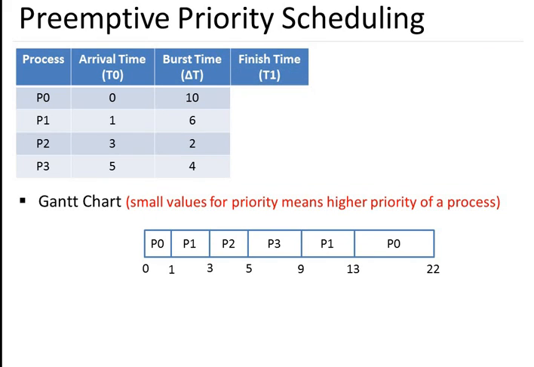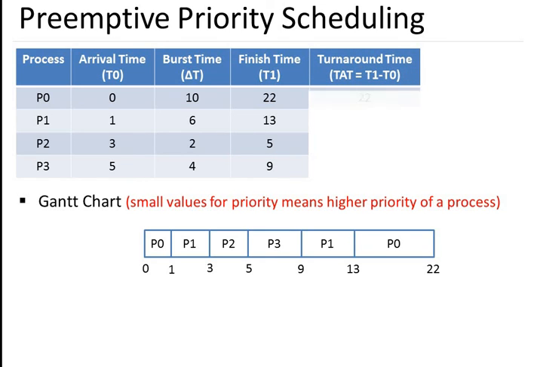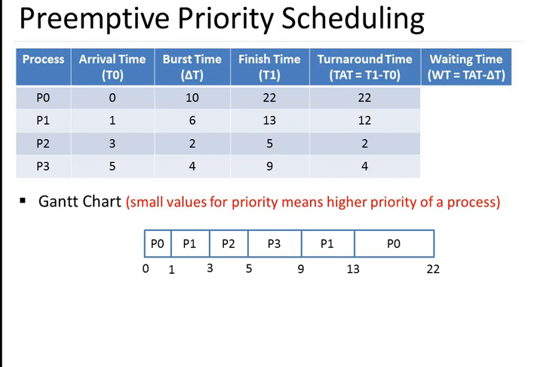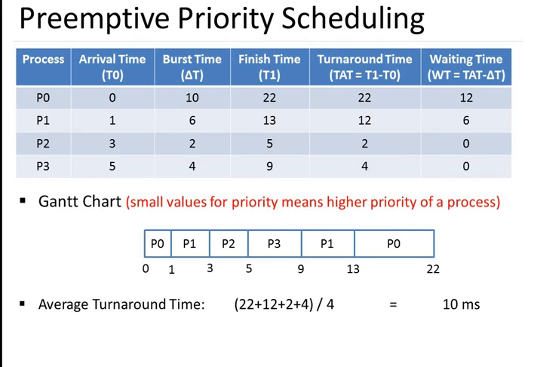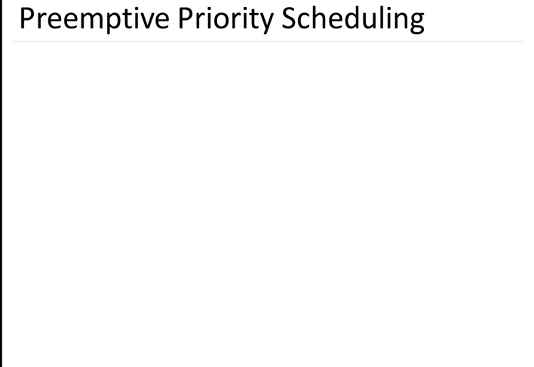Now this calculation is very easy if you have drawn this chart without any mistake. So the finish time of all the processes you can get using this chart. After that, turnaround time is T1 minus T0. Simple, just use this formula and calculate. At the end you will get average turnaround time, that is 10 millisecond, and average waiting time, that is 4.5 millisecond.